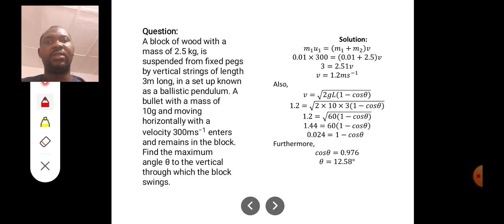So look at this question here. It says a block of wood with a mass of 2.5 kilograms is suspended from fixed pegs by a vertical string of length. The length of the string is 3 meters long in a setup known as ballistic pendulum. A bullet with a mass of 10 grams and moving horizontally with a velocity of 300 meters per second enters and remains in the block. Find the maximum angle to the vertical through which the block swings.